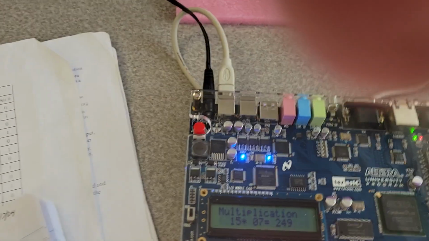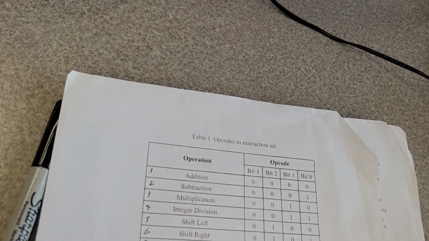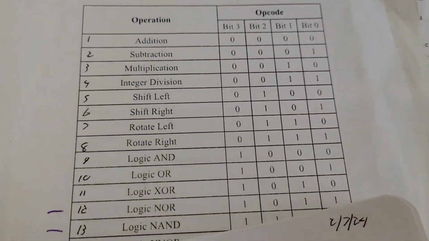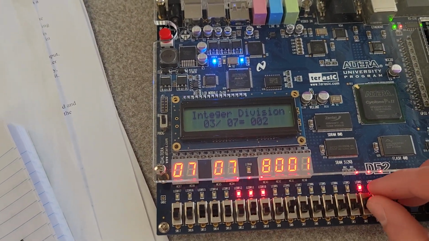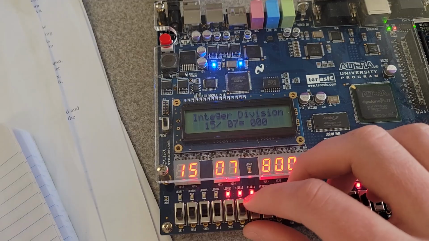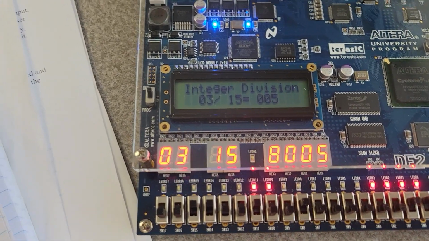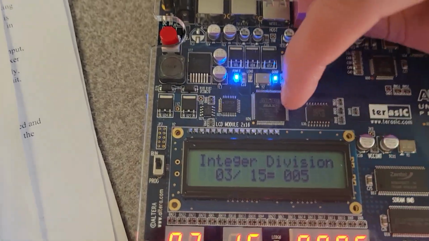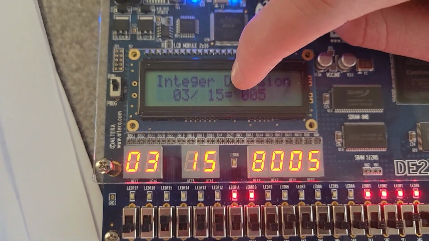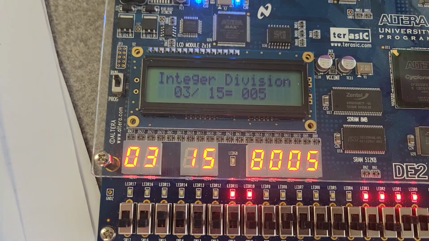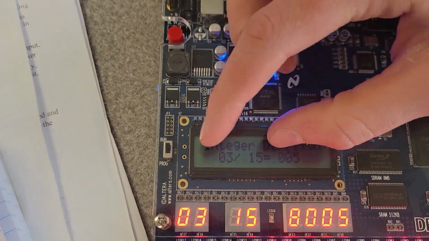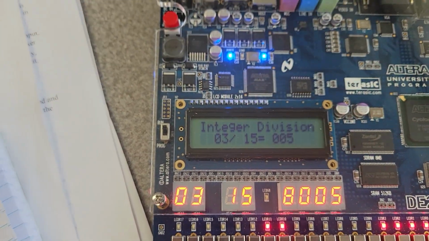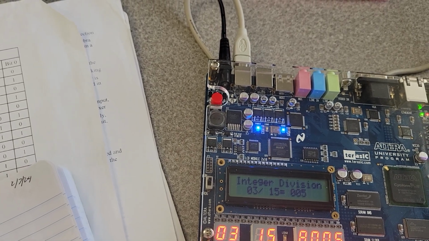And our integer division right now is 0, 0, 1, 1, which, let me get this thing set up. Alright, focus. Okay, and just like the subtraction, our integer division is backwards. So right now, it is 15 divided by 3 equals 5. But we're going to switch these to make it 15 divided by 3.